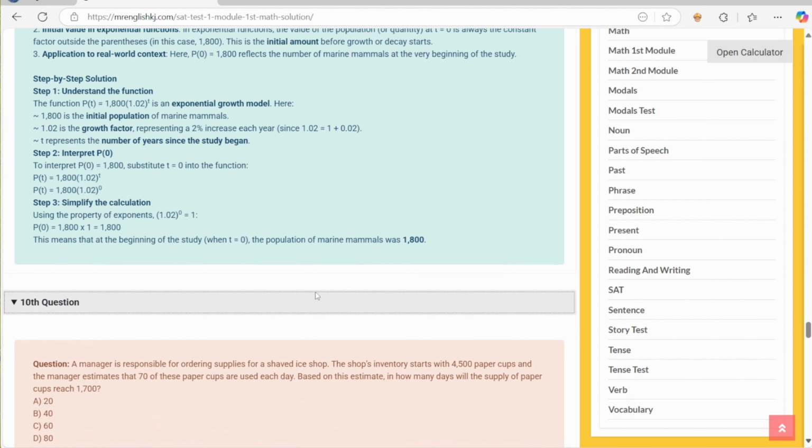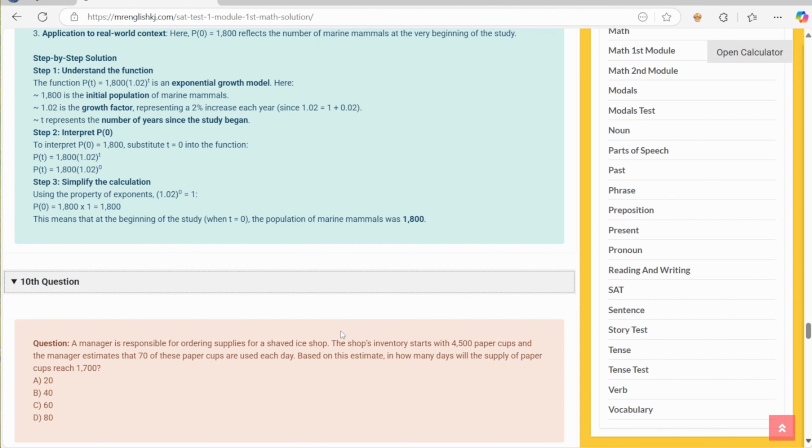Last question. A manager is responsible for ordering supplies for a shaved ice cream shop. The shop's inventory starts with 4,500 cups, and the manager estimates 70 of these paper cups are used each day. Based on this estimate, in how many days will the supply of paper cups reach 1,700? Simple question. Let's take a look.